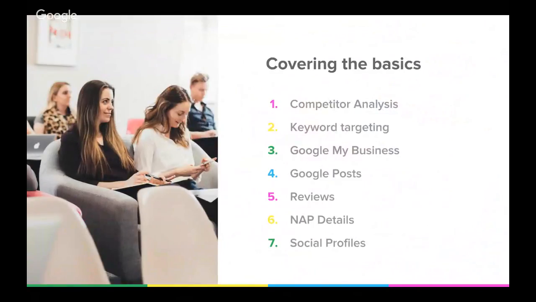So now we're up to date on what local SEO is, why it's important, and the algorithms that control it. We're going to jump straight into how to optimize your site for local searches. The basic areas that we're going to cover are competitor analysis, keyword targeting, Google My Business, Google Posts, reviews, NAP details, and that stands for name, address, and phone number, and social profiles.